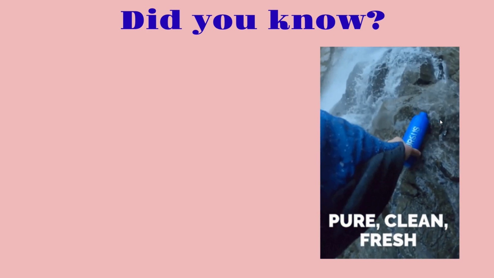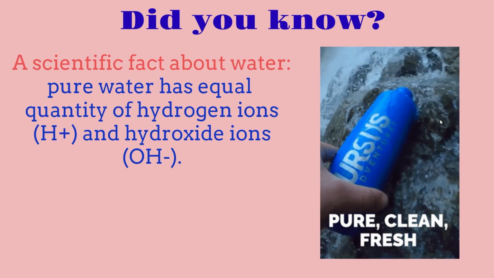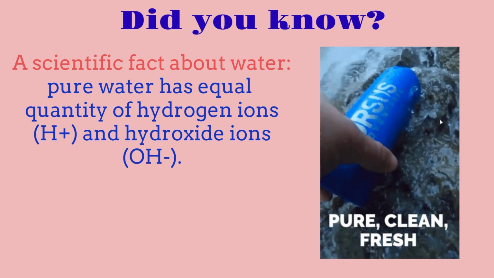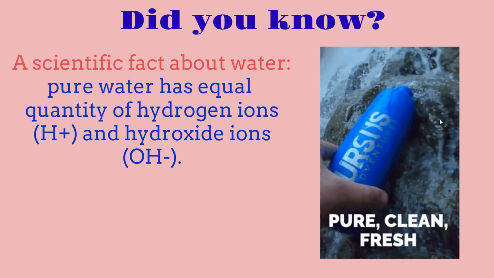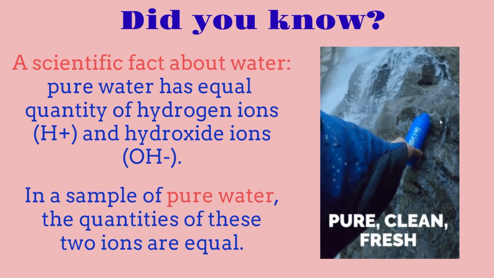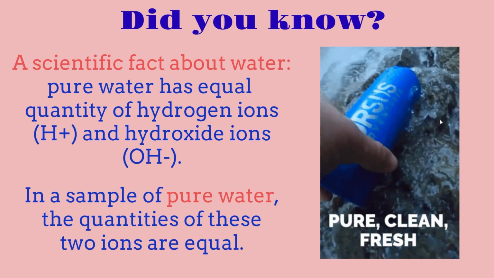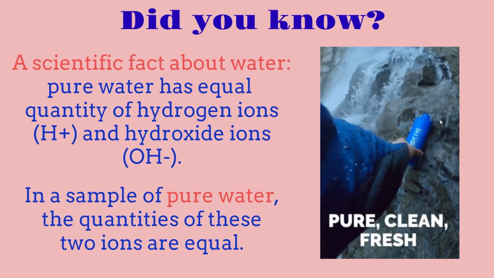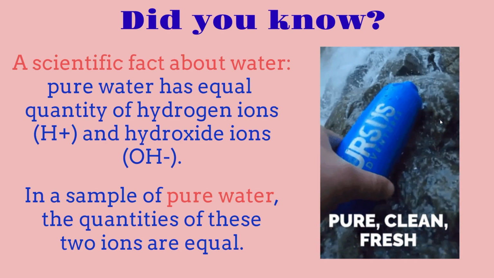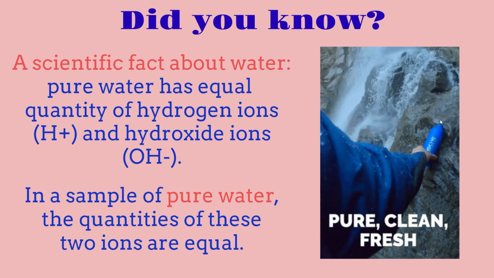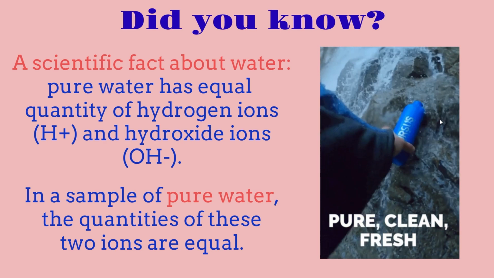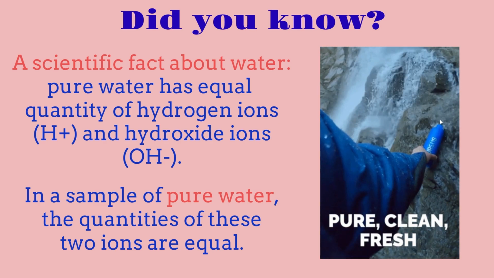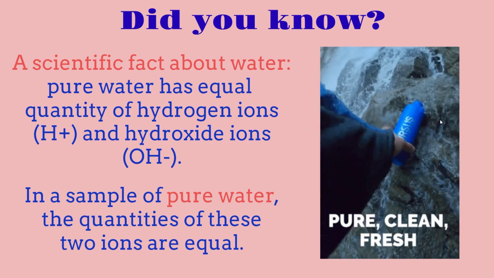So first of all, we're going to start off with a did you know fact. So here's a scientific fact about water. Pure water has equal quantity of hydrogen ions, which is H+, and also hydroxide ions, which is OH-. So in a sample of pure water, the quantities of these two ions are equal. So what we're trying to say here is that if we remember the pH scale, pure water has a pH of 7. So that means, since it has a pH of 7, it has an equal quantity of hydrogen ions and also hydroxide ions to balance it out. So since they're balanced out, that's why we have an exact pH value of 7.